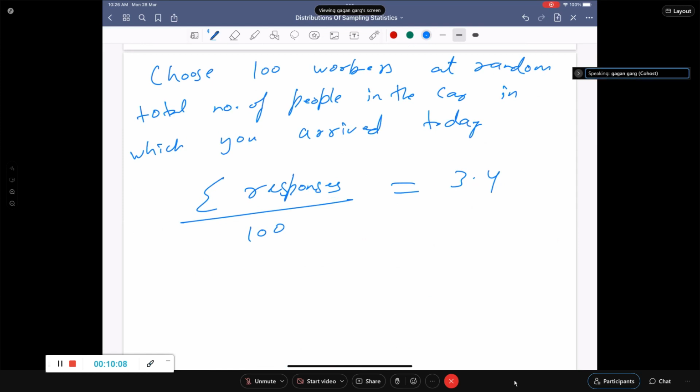They took the total of all the responses divided by 100. They got 3.4. So Jill said 3 people were there in my car, including me. Bhavna said 2 people, Kavan said 5, Ketan said 1. They totaled all that, divided by 100, got 3.4. What I am saying is that the company made a mistake in doing what they did. Why?